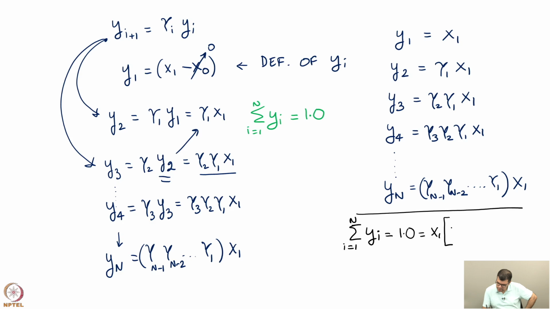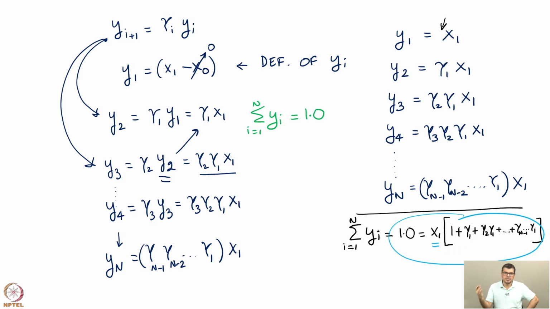So, if I take x1 common, in the first term there is 1, in the second one there is gamma 1, then gamma 2 gamma 1, then all the way to gamma n minus 1, all the way to gamma 1, and that is x1. This is the equation that I have been seeking all along, which relates x1 to all other variables. x2, everything has been removed, and I get an expression for x1.